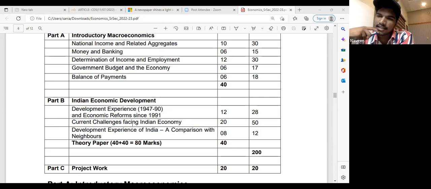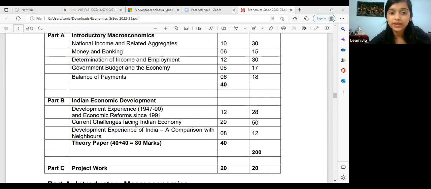In current challenges there are various units, and this one is scoring one. For example, this is the name of the unit itself, but there are various chapters under it. We have one or two chapters over it. And the last one is development experience of India.